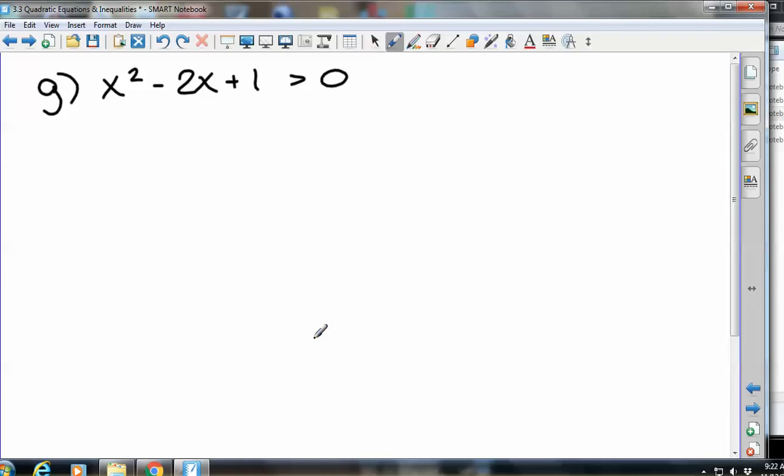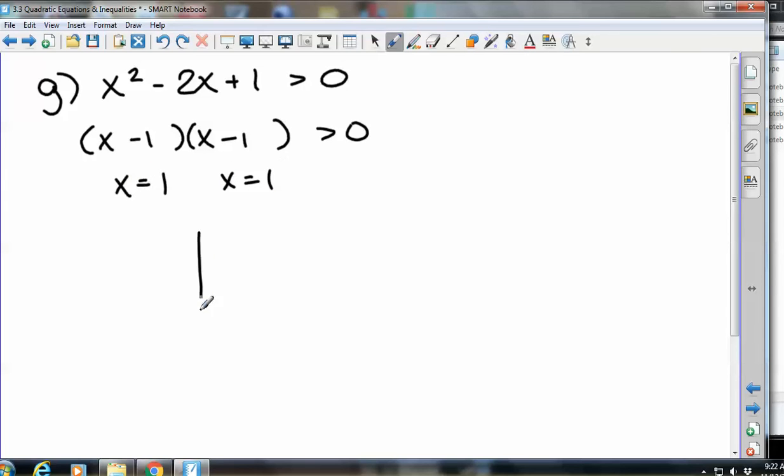Step. We can just factor this one, can't we? Alright, two numbers that multiply to positive 1 and add to negative 2 will be negative 1 and negative 1. So if you solve this, both of these turn out to be x equals 1. So when you graph it, you get one x-intercept at 1.